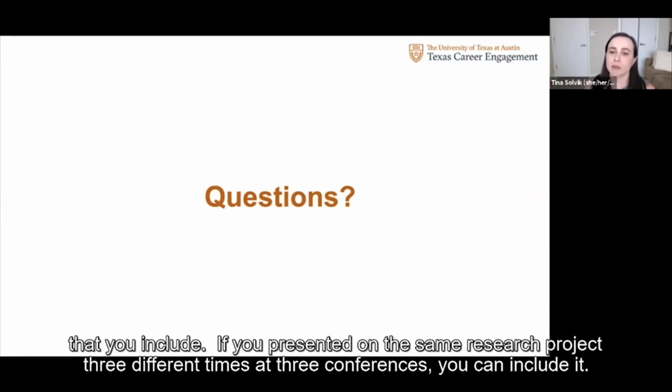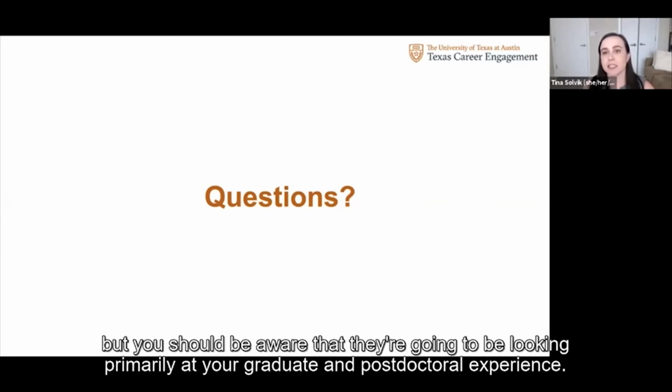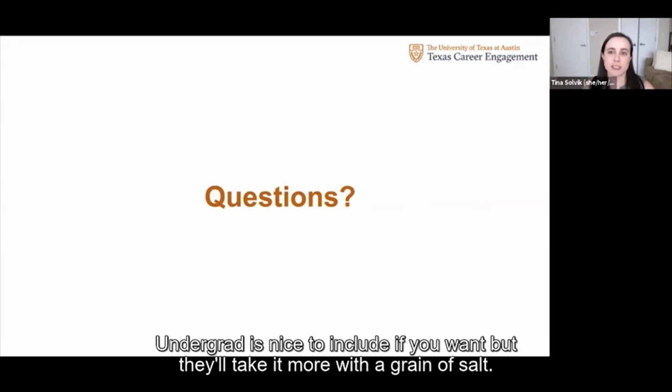How far back can we go for teaching experience? To undergrad if we had such a position. You can include it, but you should be aware that they're going to be looking primarily at your graduate and your postdoctoral experience. Undergraduate is nice to include if you want, but they're going to take that with more of a grain of salt.